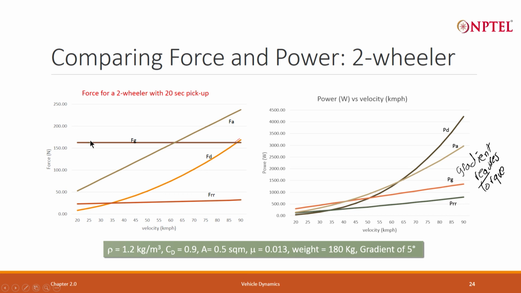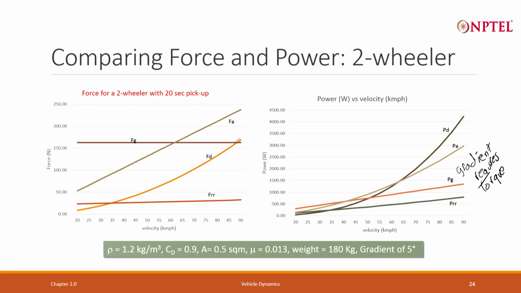The gradient power, you now have to multiply this with velocity, and the gradient power now also increases. Now, what speed at which you are going up the gradient? Typically, you do not go up the gradient at high velocity, you go up at a low velocity.